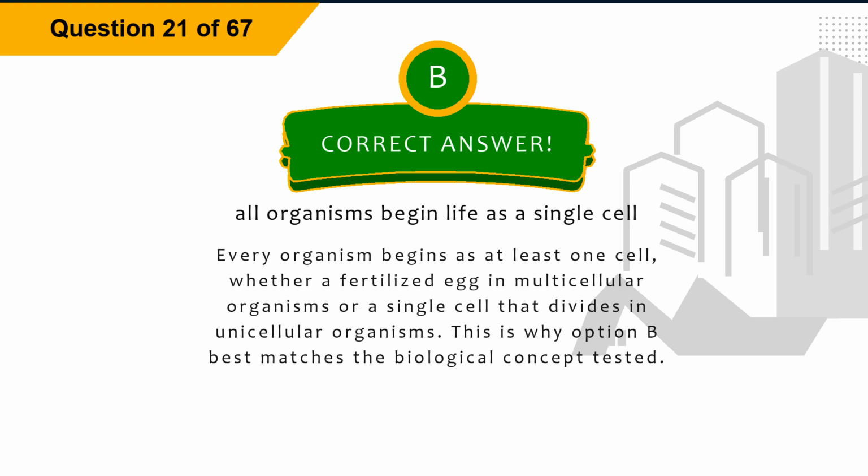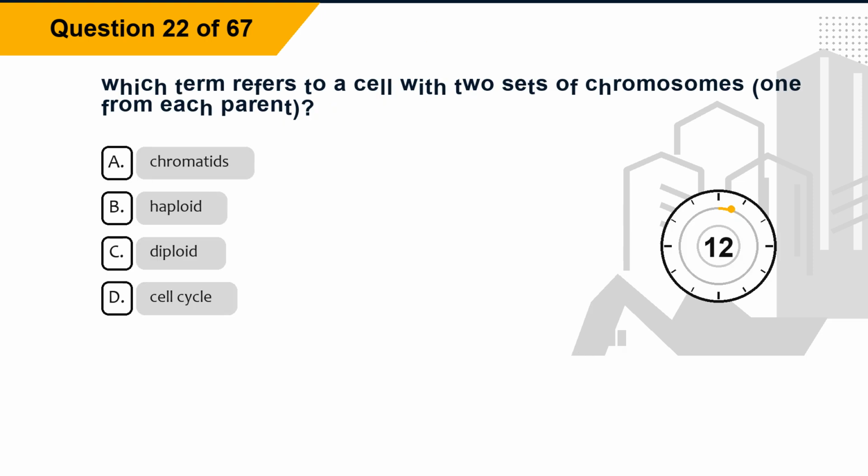Explanation. Every organism begins as at least one cell, whether a fertilized egg in multicellular organisms or a single cell that divides in unicellular organisms. This is why option B best matches the biological concept tested. Question 22. Which term refers to a cell with 2 sets of chromosomes, one from each parent? Option A, chromatids. Option B, haploid. Option C, diploid. Option D, cell cycle.